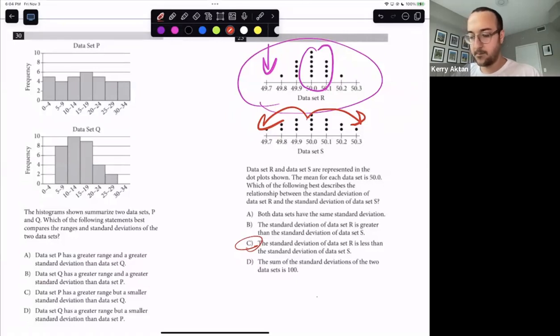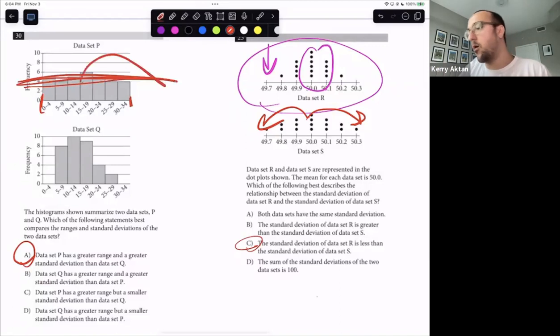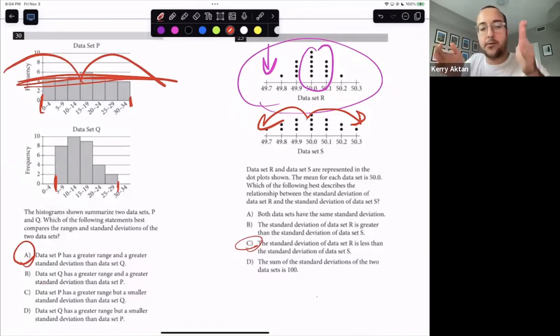Good. So yeah, the answer here is indeed A. Why? Because this has a bigger range. Range is high minus low, and it's more spread. I have to reach my arms all the way left, all the way right, whereas Q is kind of a tighter data set. I don't have to stretch my arms all that far.